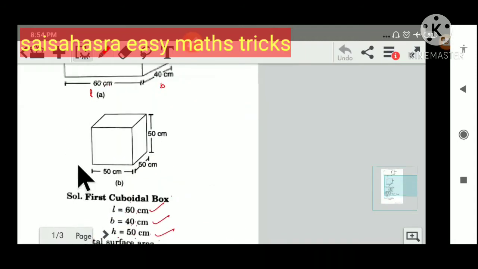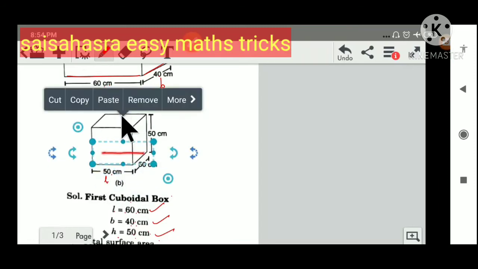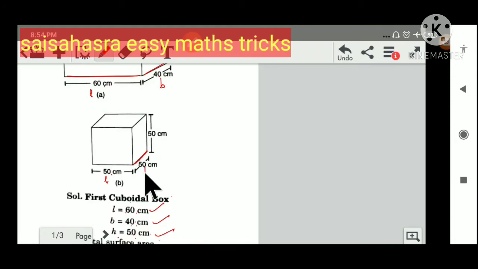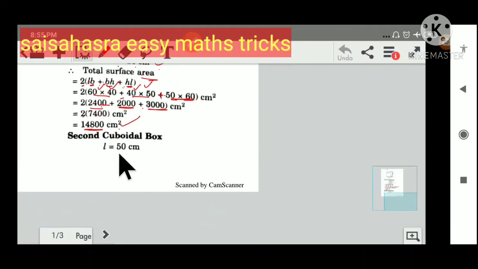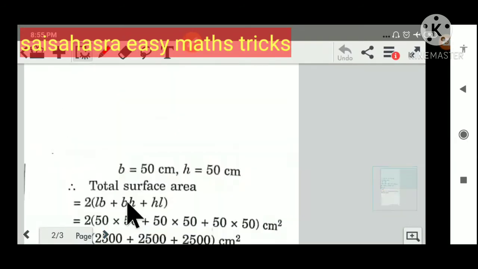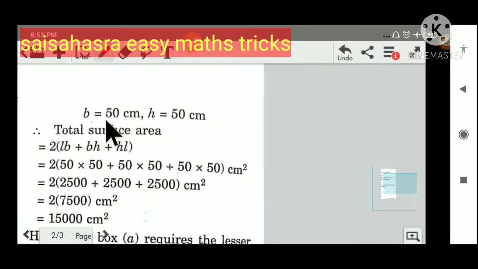Same way we have to find out the total surface area of this second cuboid. Here this is length, L is 50 centimeter, and the next is breadth, which is also 50 centimeter, and height is also 50 centimeter for the second cuboidal box. L for length, L is equal to 50 centimeter, breadth B equal to 50 centimeter, height H equal to 50 centimeter.